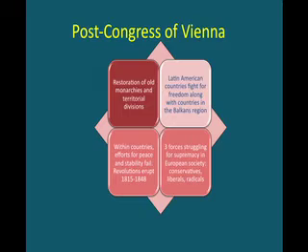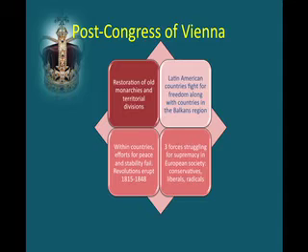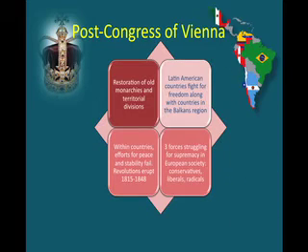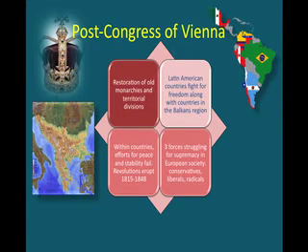So after the Congress of Vienna, we see a number of things occurring. We see the restoring of old monarchies and territorial divisions. We see the Latin American countries fighting for freedom along with countries in the Balkans region, which we'll talk about tonight. Within the countries, efforts for peace and stability are failing, and these revolutions erupt between 1815 and 1848.